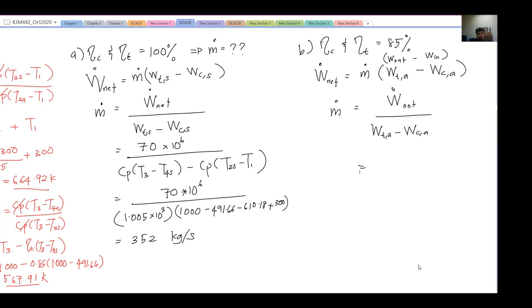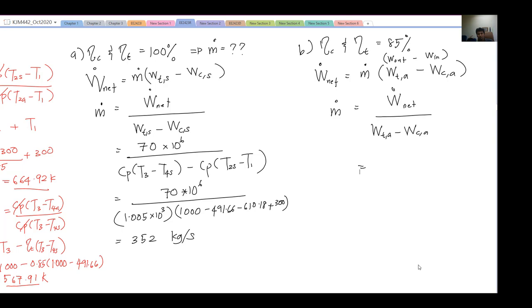For this chapter, you also need to determine the back work ratio. The back work ratio is the ratio of compressor work WC over the turbine output work WT. This means that based on the back work ratio RBW, we can get the ratio of how much power will be used to drive the compressor from the output of the turbine.